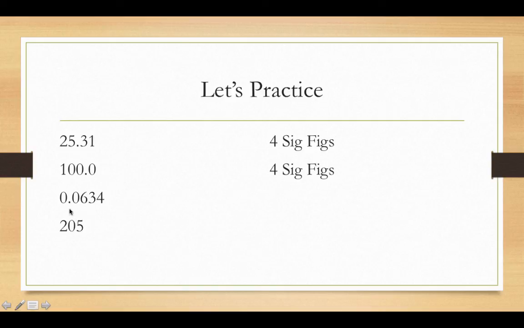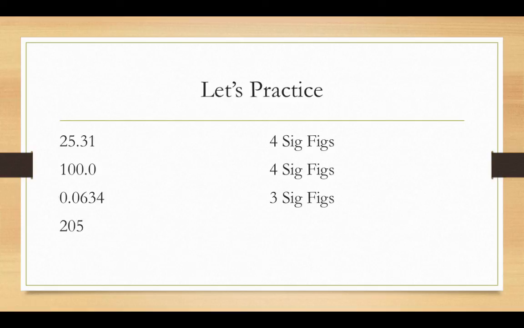Okay, now I have 0.0634. How many sig figs would that have? Well, if I look at that, it's going to only have 3 significant figures, the 6, 3, and 4, because the zeros that are to the left of the box, as we just discussed, don't count.